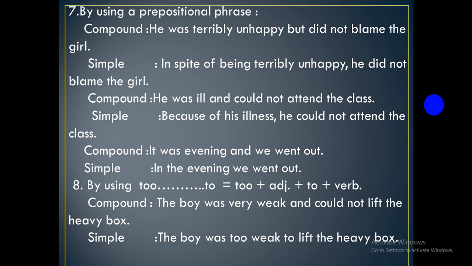Now serial number 8, by using too plus adjective plus to plus verb. Compound sentence: The boy was very weak and could not lift the heavy box. Here we have to use "too" in place of the adverb "very", then the adjective "weak". After that we will use "to" plus the verb "lift" and the rest of the sentence. So the simple sentence will be: The boy was too weak to lift the heavy box.